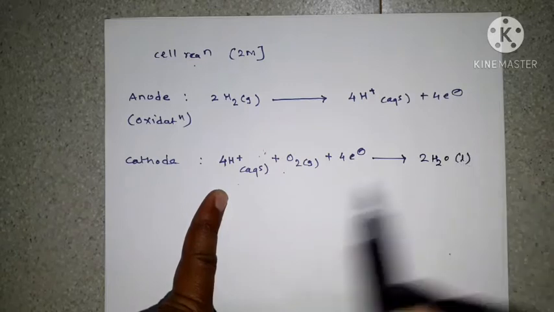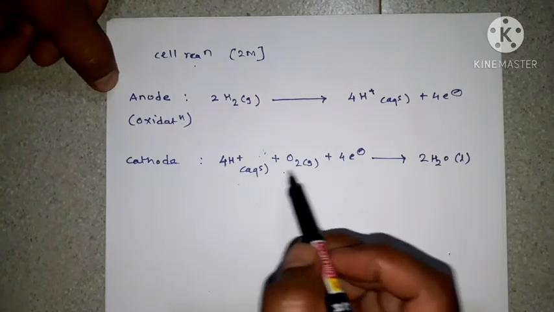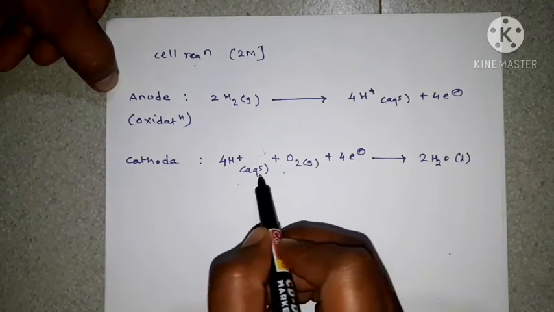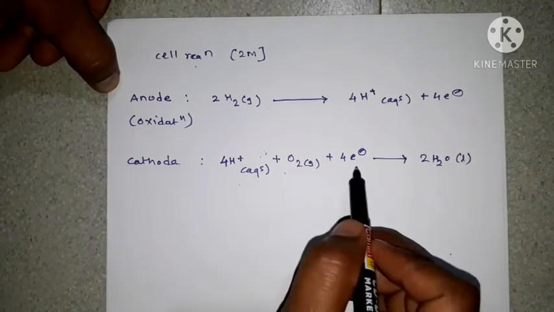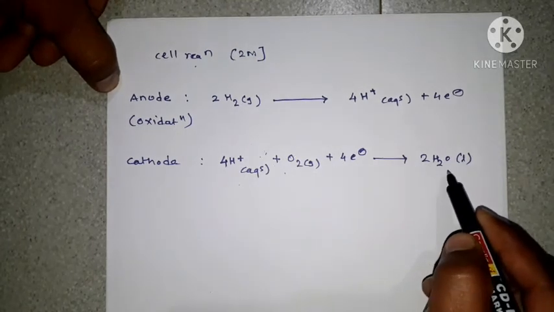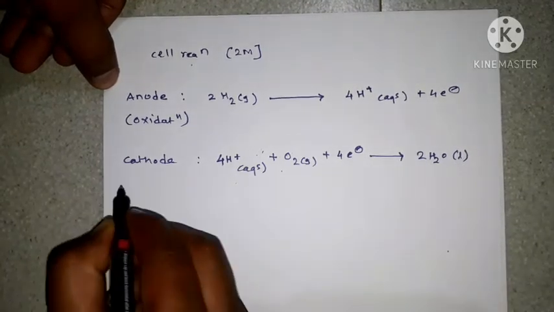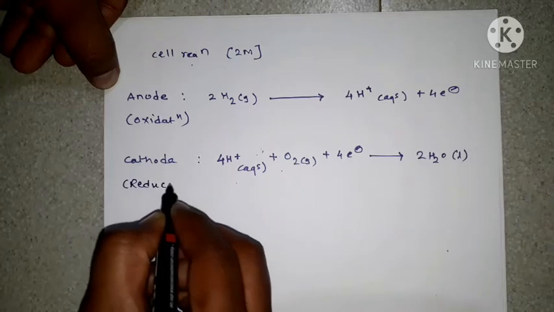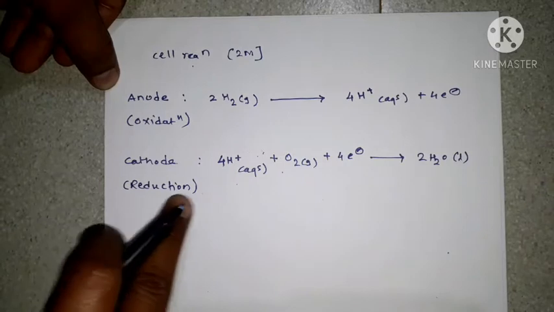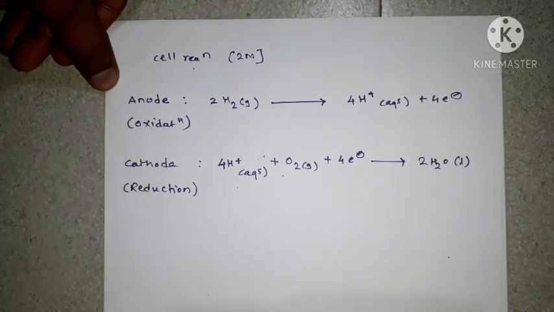2H2O liquid. Okay, that means in the cathode reaction an electron gaining process takes place. In the reactant, 4 electrons are gained, and 2 H2O water is formed in the cathode reaction. So you can say on the cathode reduction takes place. Okay, so on the cathode one half reaction will occur, that is reduction. On the anode, oxidation takes place.